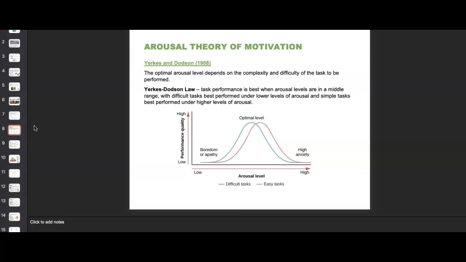If we look deeper at the arousal theory of motivation, Yerkes and Dodson created this in 1908. The optimal arousal level does depend on the complexity and difficulty of the task to be performed. Task performance is best when arousal levels are in middle range, with difficult tasks best performed under low levels of arousal and simple tasks best performed under higher levels of arousal.